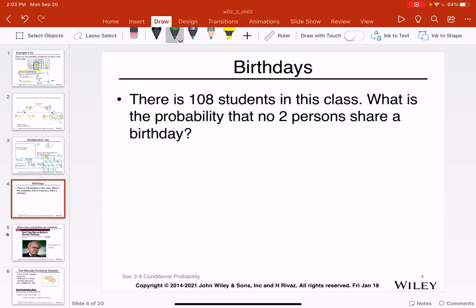Okay. What if I tell you the following? Let's say that there are 70 people in the class. I pay you $1,000. So the question is, instead of 108, there were 70 people in the class. Oh, sorry.